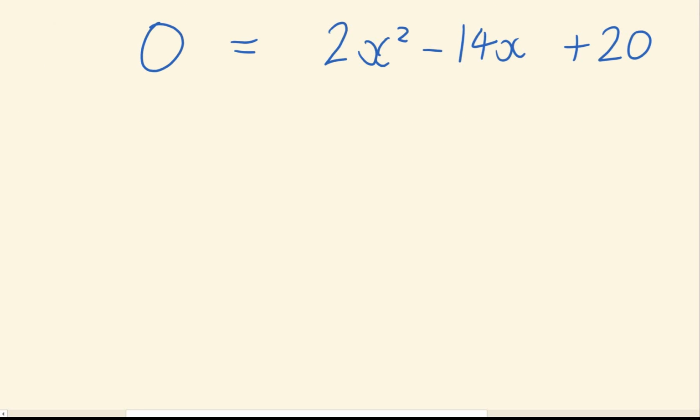Before we factorize it, the first one to check is, can I halve everything, or can I divide by a common factor? In this case I can. So let's halve the whole equation. So now 0 equals x squared minus 7x plus 10.